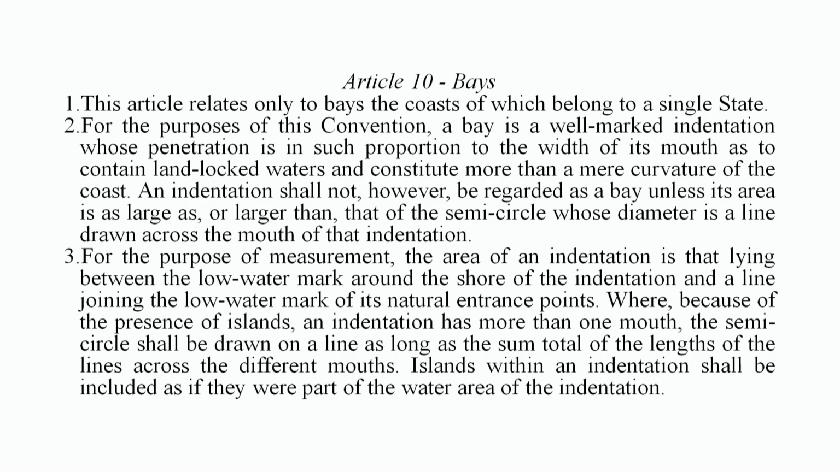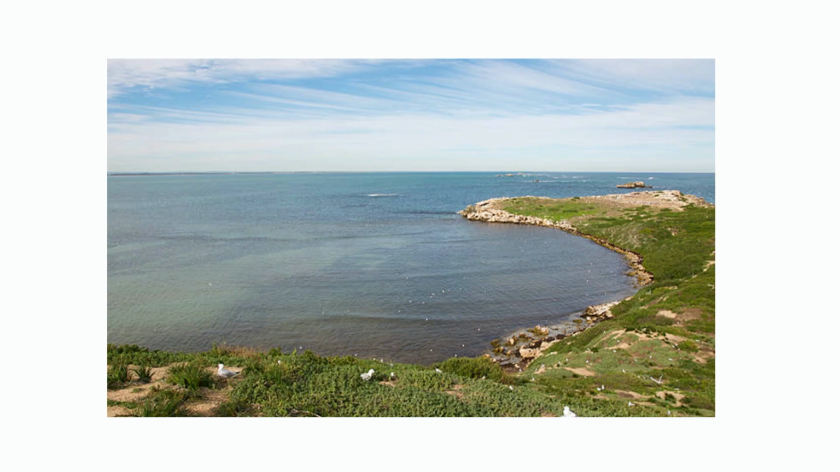Next topic is regarding the bays. This article relates only to bays the coast of which belongs to a single state. Now normally the bays are deeply indented water bodies, and that water body is basically sea water. Mainly for a bay, international law considers one state and also two states, or there can be multiple states. Now what I mean by a single state is, let's say I can show you here on the map. Here this is the single state. So this is a simple map of the bay.